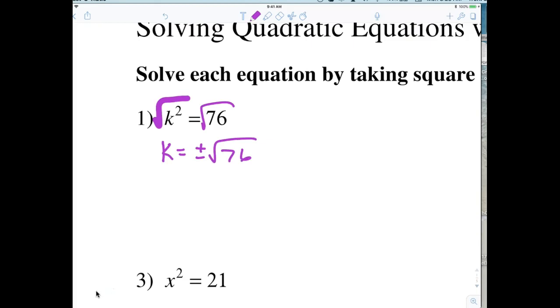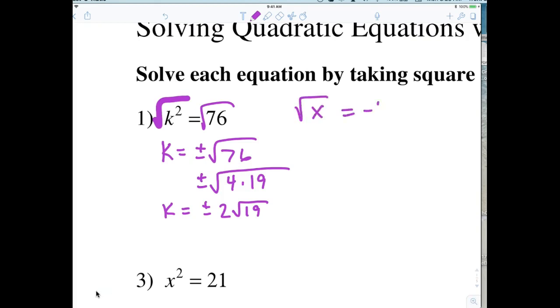And then of course you will try to break that down. 76 of course is, be careful, 4 times 19. So we have here the answer, k equals plus or minus 2 radical 19. Yes, sir. How come it can be a negative? Very good question. Because the square root of x can't equal a negative.